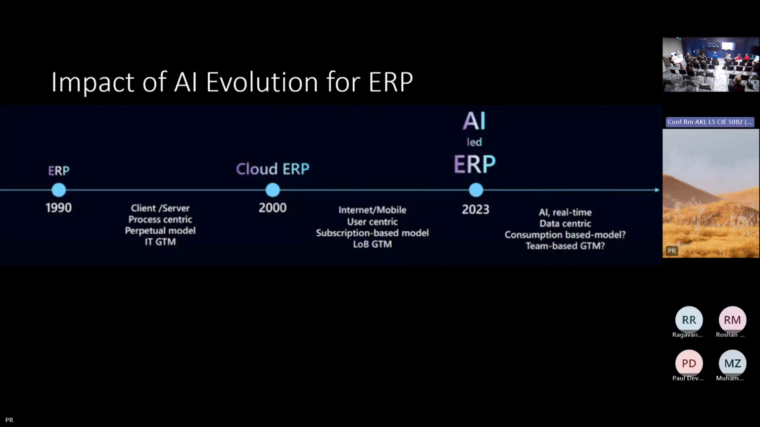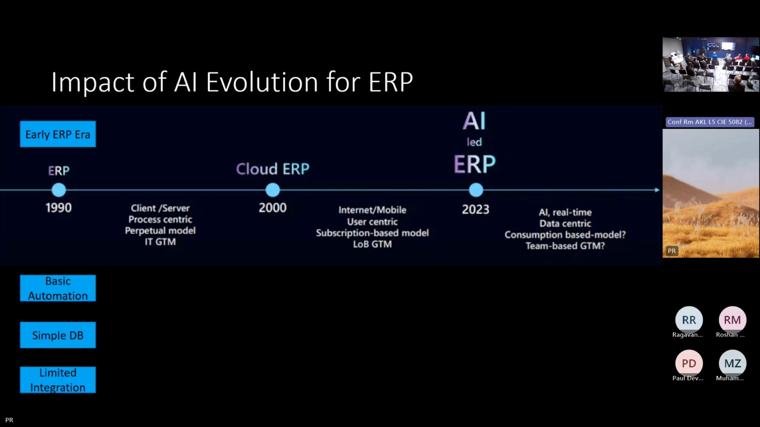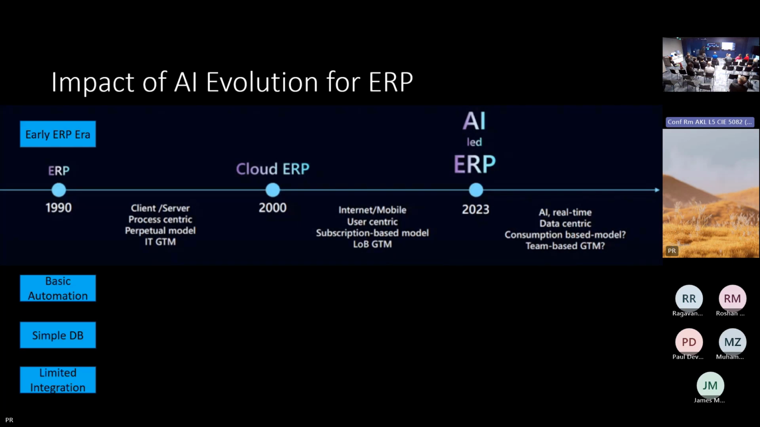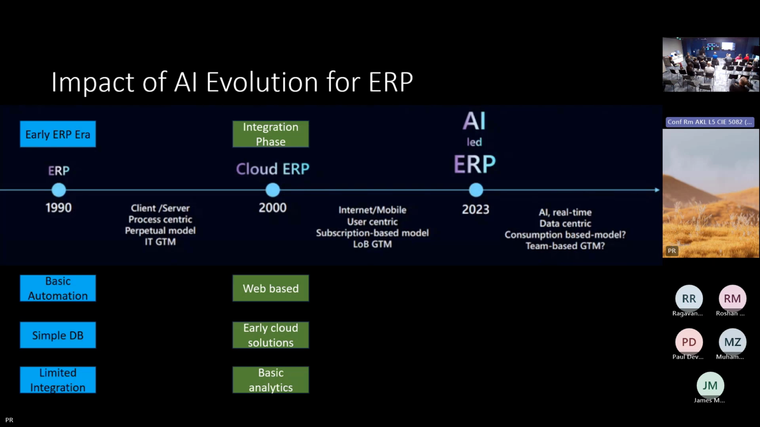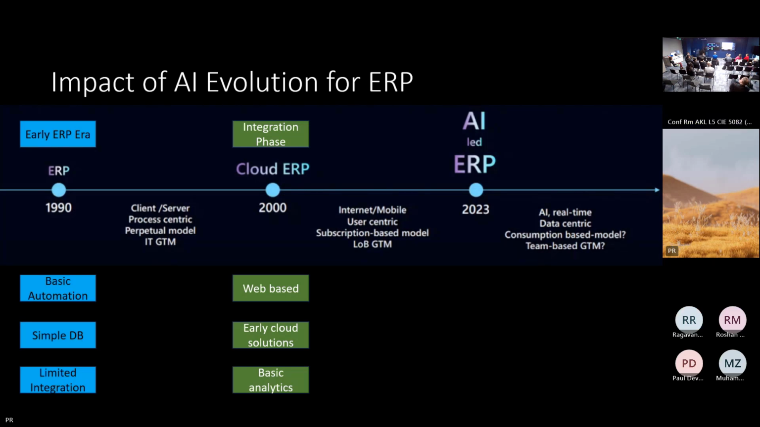Okay, let's come to the impact of AI evolution on ERP. If you start from the 1990s, this is the early ERP era. You have basic automation, simple databases, integration and basic reporting, with a client-server, process-centric model. Then you have the integration phase in the 2000s, where web-based and early cloud solutions came into the picture, and then basic analytics. We didn't have Power BI at that time, but we had some basic analytics and export to Crystal Reports. Yeah, exactly.